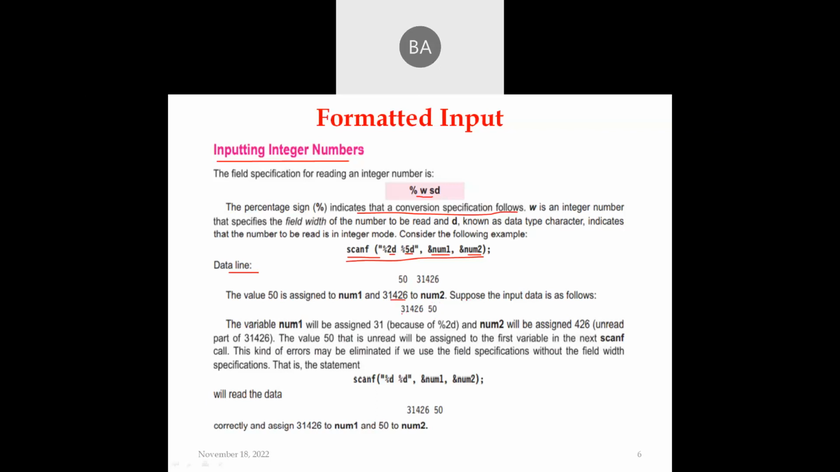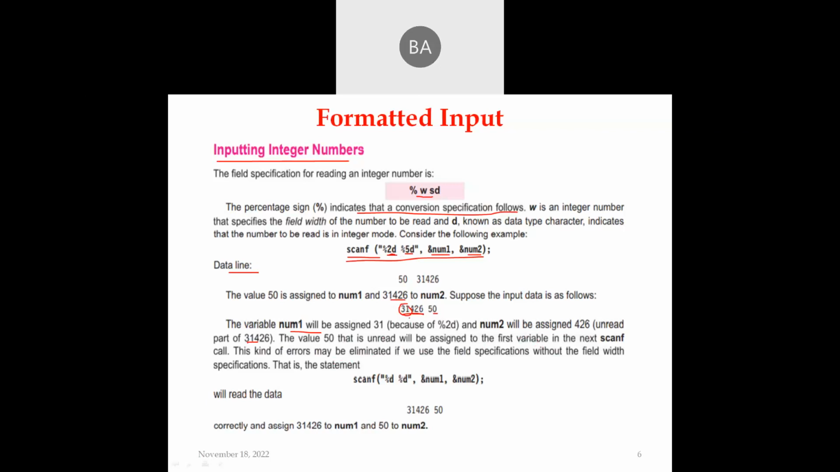Suppose you give the input like this: 31426 space 50. Because you have specified percentage 2d, it will read only two digits from this given number. So it will read 31. The variable num1 will be assigned 31 because of percentage 2d, and num2 will be assigned 426. Okay, the unread part of this number is 426, that will be assigned to num2. The value 50 that is unread will be assigned to the first variable in the next scanf.